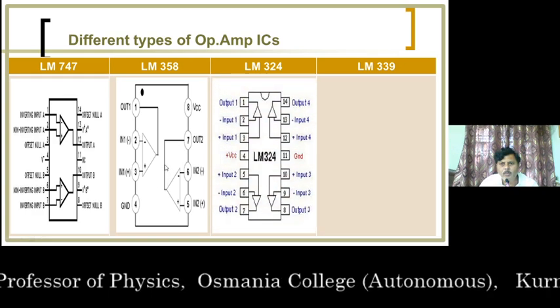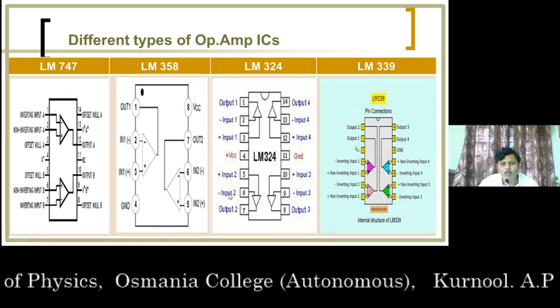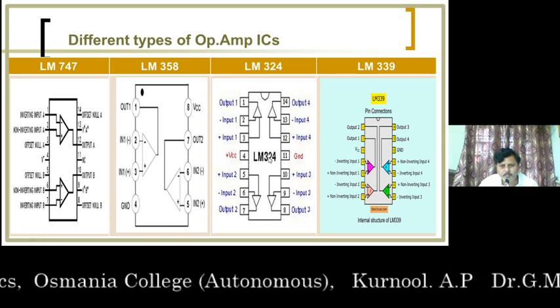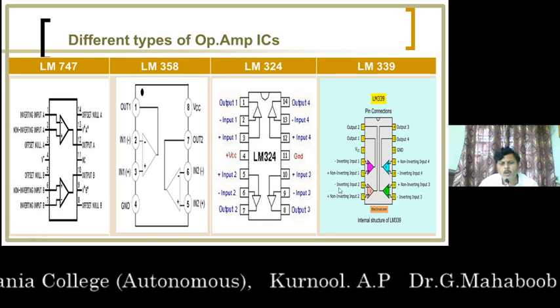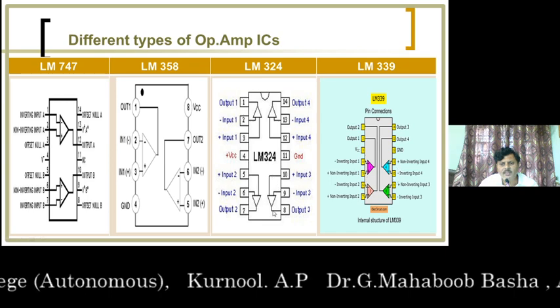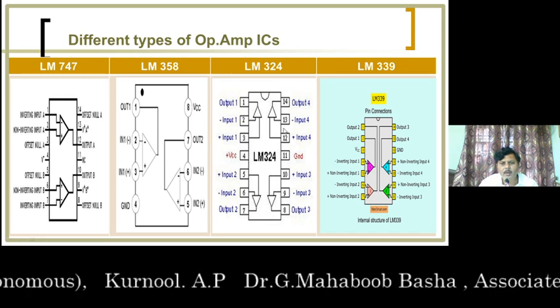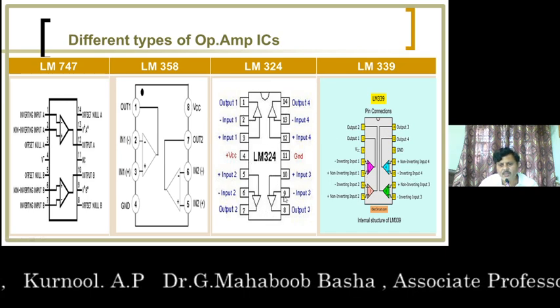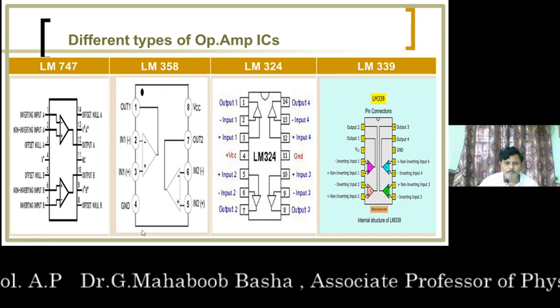LM324 and LM339 ICs are also available in the market with 4 op amps. Here also we don't need a dual power supply. A normal power supply is enough. Here we will find 4 op amps. The layout is the only difference between these two.